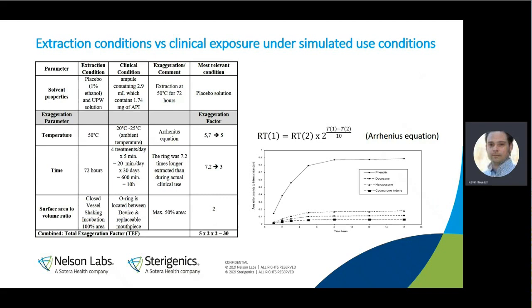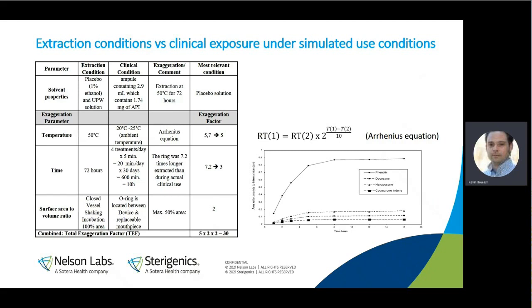This example is about a black O-ring, which is used to close the vaporizer, which vaporizes the drug product, and the rubber ring closes the mouthpiece. So there is limited contact between this rubber closure and the drug product being inhaled by the patient.